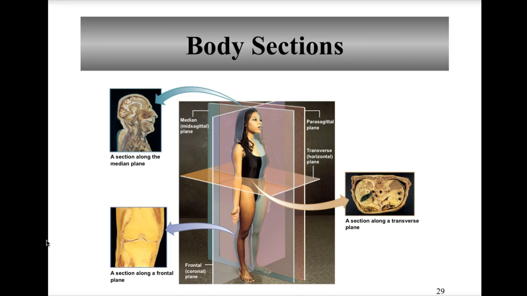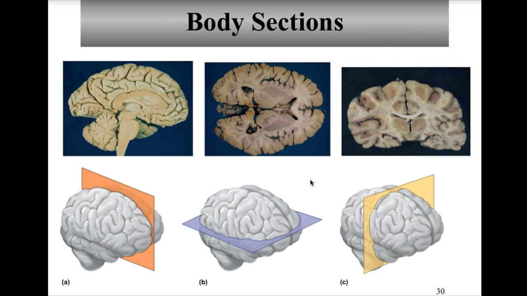So here you can see what that would look like. Here is the frontal, parasagittal, so you're away from the midline. Here's a mid-sagittal cut, and then here's a transverse or horizontal plane cut. And then you can see that again here within an organ.